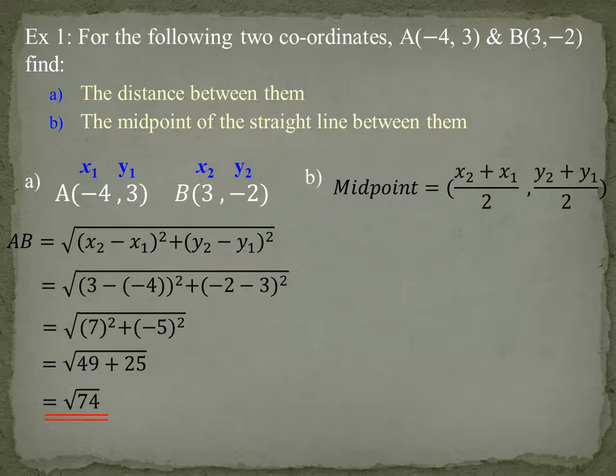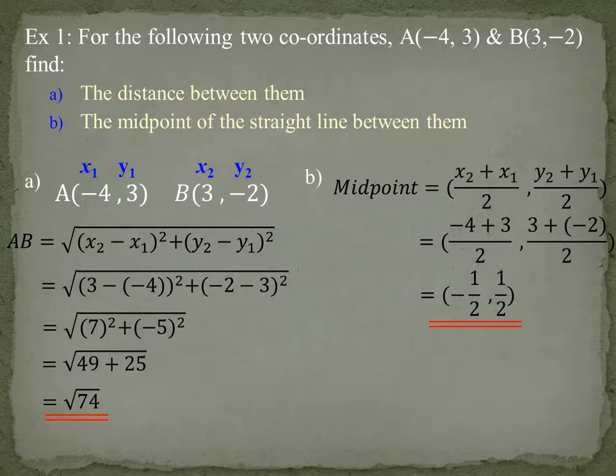Part B wants the midpoint. Again, use the midpoint formula where you add the two coordinates. Watch out for any double negatives, or doing a negative take away another negative, all those sorts of scenarios, just to make sure you get the right number on the top. And it turns out that the midpoint lies at a fraction, which is minus a half.